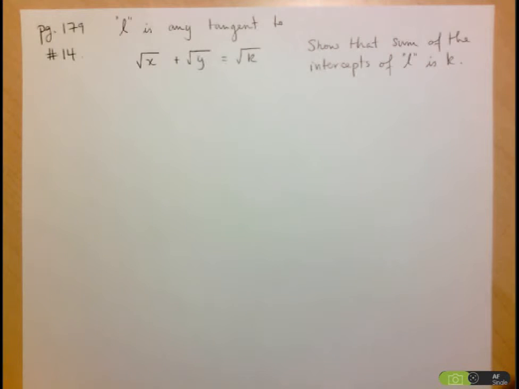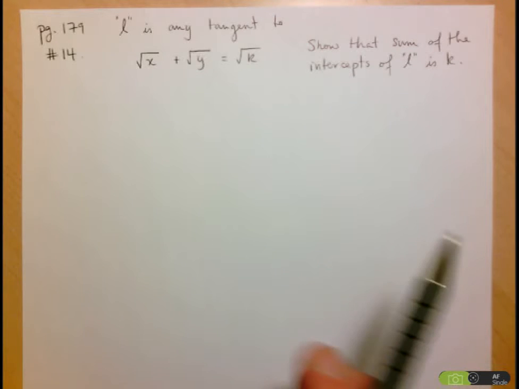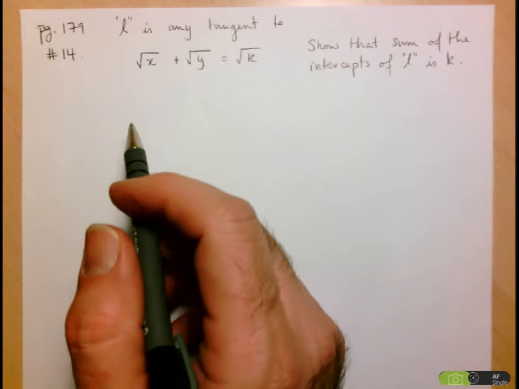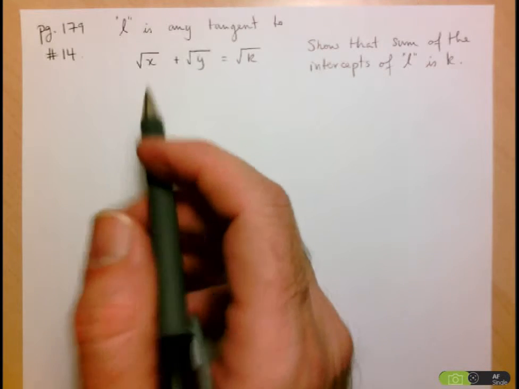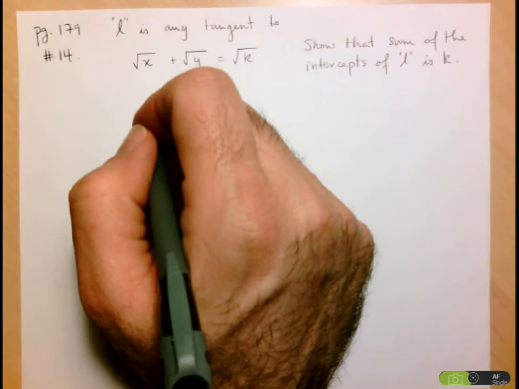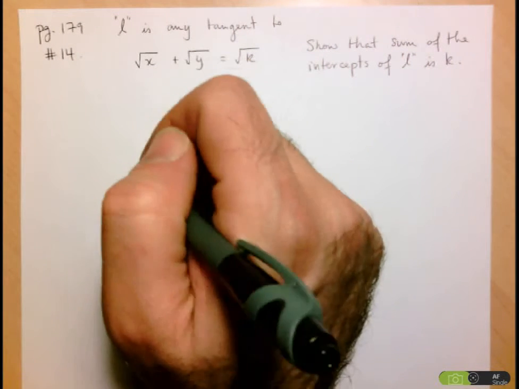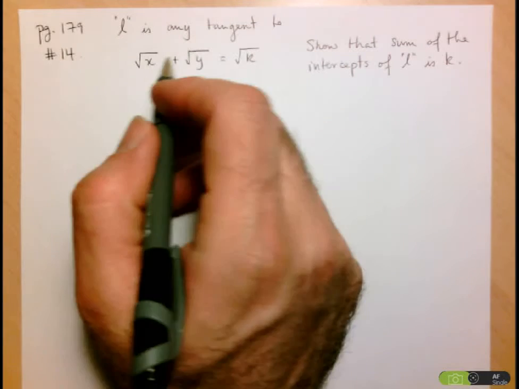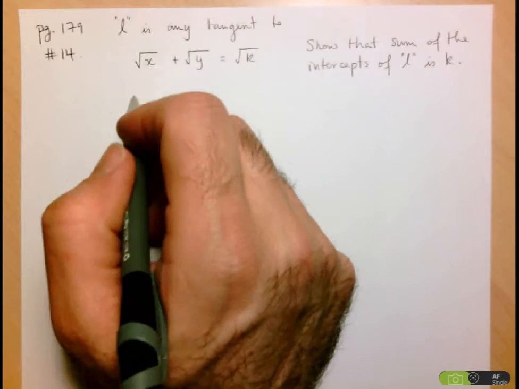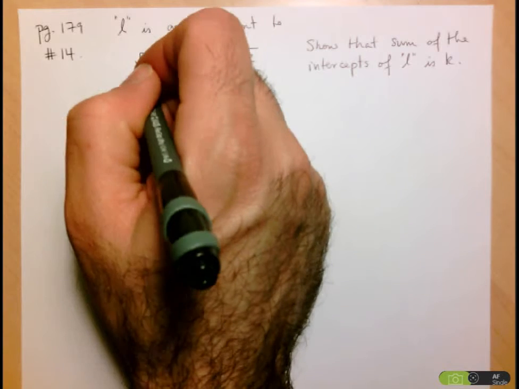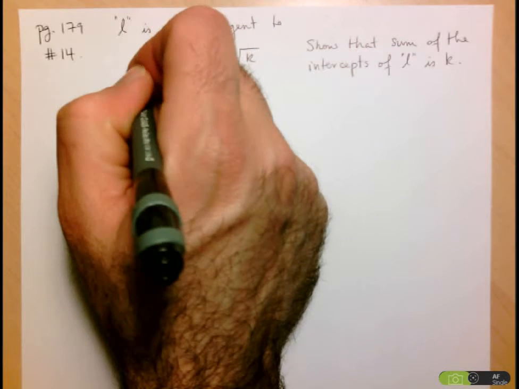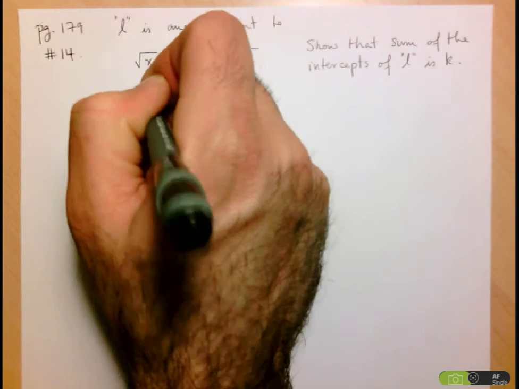Okay, so since we're looking to find information about the tangent line, first thing to do is to find an expression for the derivative so we can find an equation of that tangent line. So let's find the derivative of this here. Since y is not given explicitly, we're going to use implicit differentiation. So differentiate both sides, derivative of root x with respect to x. We've done this many times, so we know that that's 1 over 2 root x.